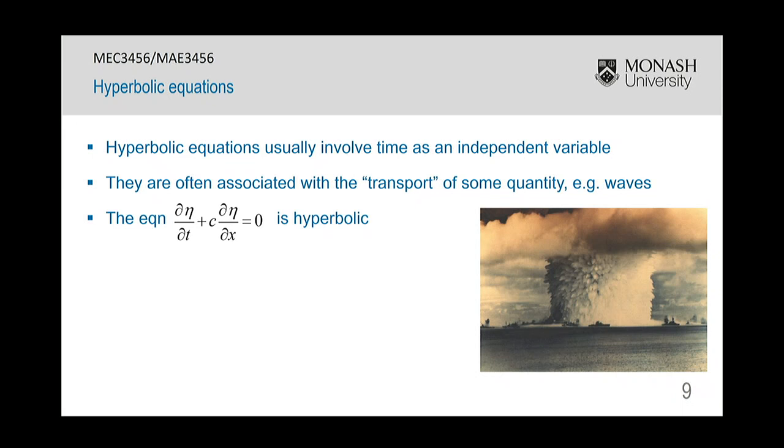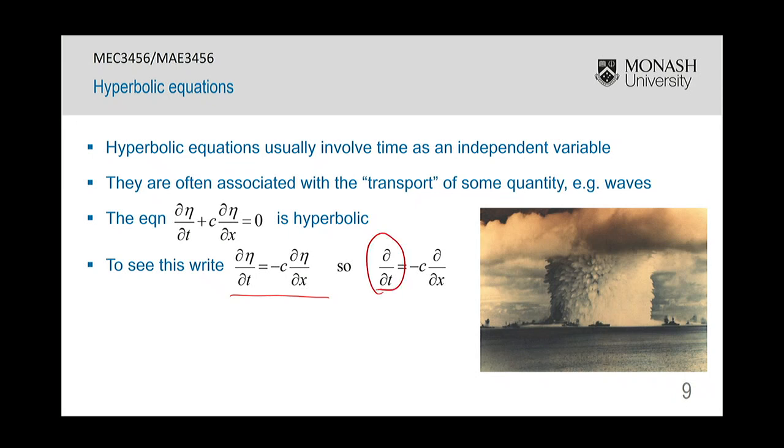Important for us, and we will come across this a little bit later, is that the equation d eta/dt plus c d eta/dx equals 0 is actually a hyperbolic equation, even though it doesn't fit within the framework that we were looking at before. Now, in order to see this, we need to do the following. If we write this equation here as d eta/dt equals negative c d eta/dx, we can then say that our operator, d/dt, is equivalent to the operator minus c d/dx. And I'm going to assume that c is a constant. It doesn't vary in time or space.